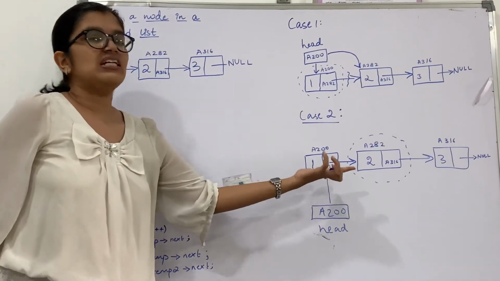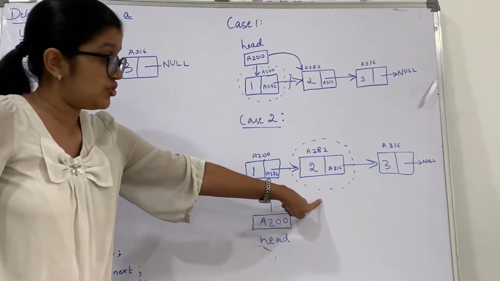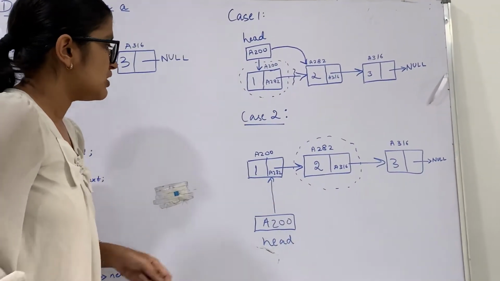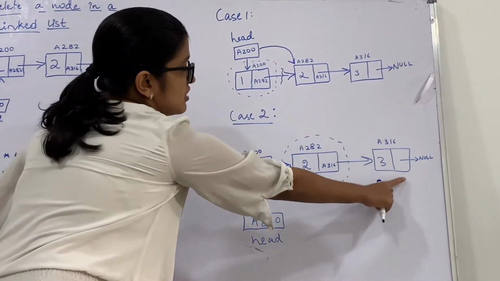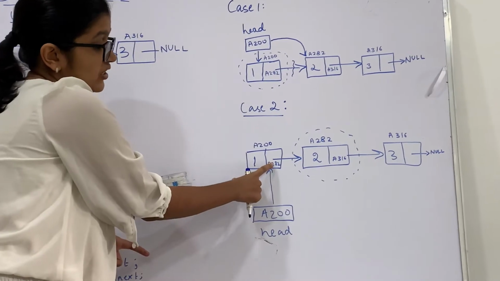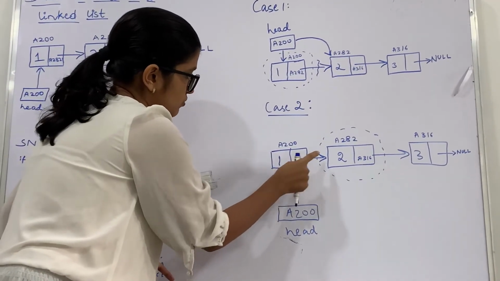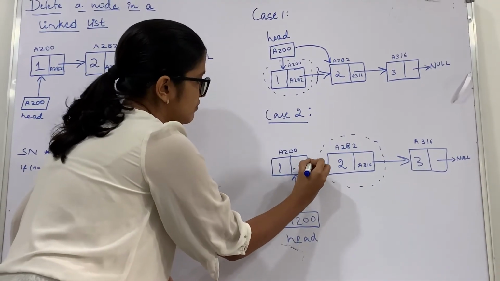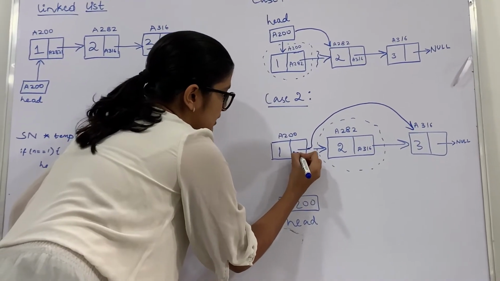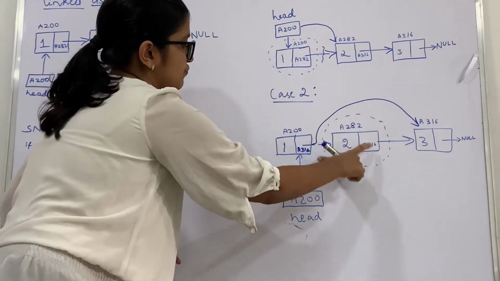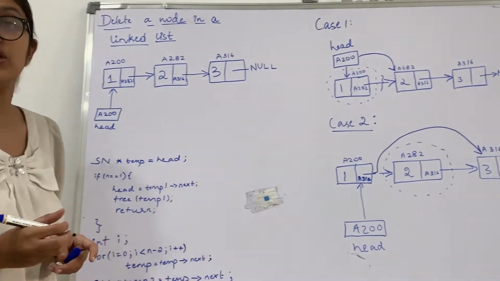And the second case is, let's say we want to delete any other node in the linked list, maybe this node, the node at the second position. At that time, we have to link this node to this node. Instead of 8282, this node should point to 8316. So this should be delinked and we should link it to this one. So here we should have 8316, and then we should free the space allocated to the second node. So this is how it goes.